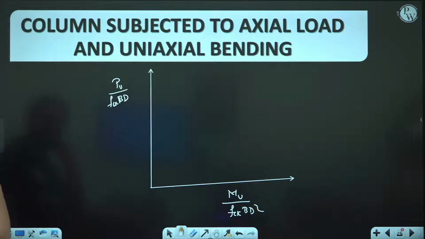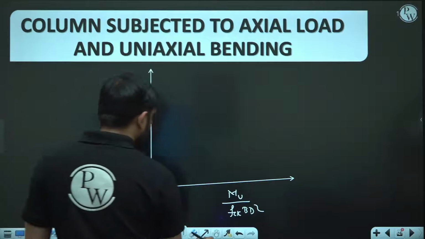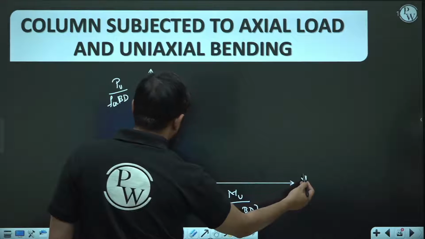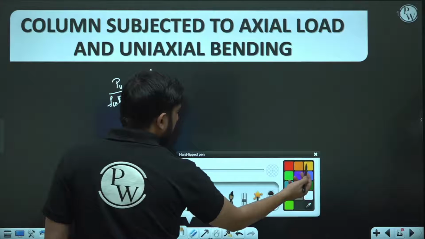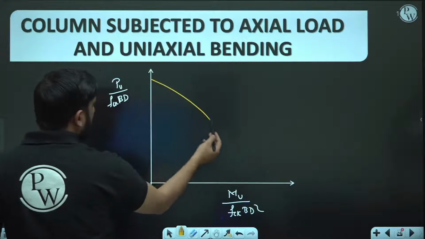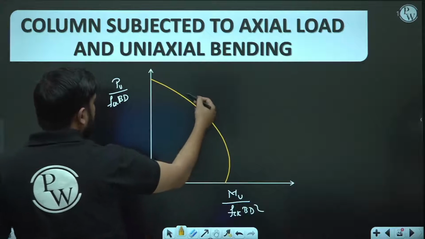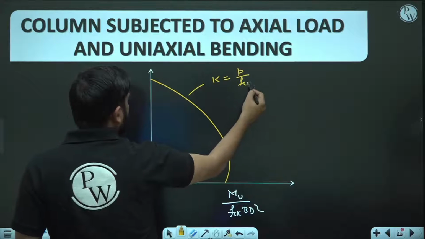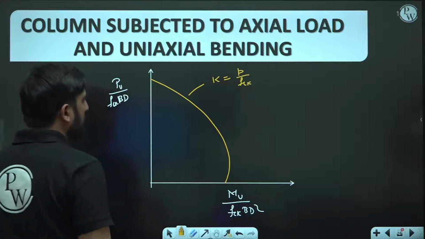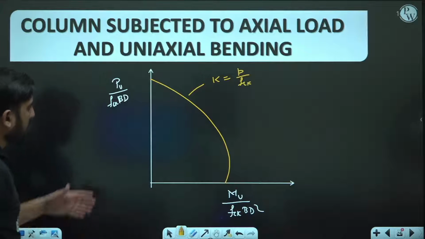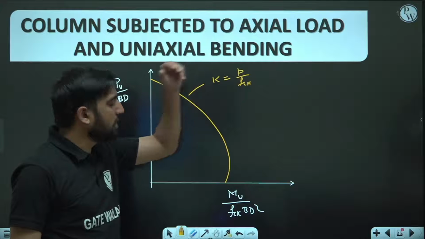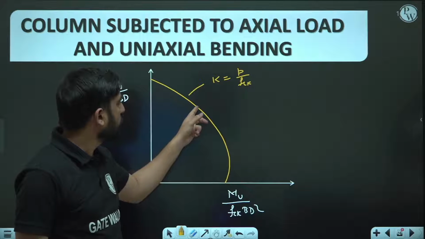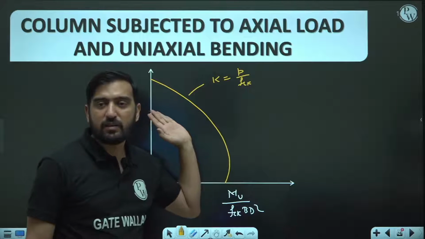Okay, the curve will look like this. This is known as the K line. K is basically p upon fck, where p is the percentage of steel and fck is the grade of concrete. And there are too many K lines: K 0.01, 0.02, 0.03, 0.04, 0.05, like that. Too many K lines are there.